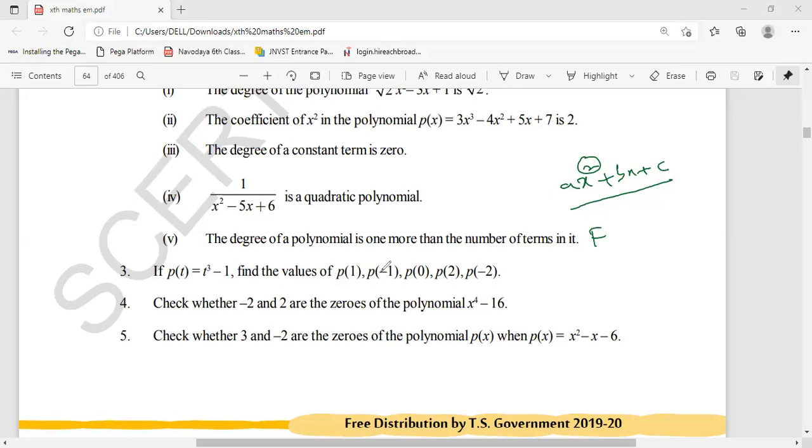So now, the zeros of the polynomial. We can check whether 3 and minus 2 are the zeros of the polynomial. That means you replace x once with 3 and one more time with minus 2. If you get p of 3 equal to 0 and p of minus 2 also 0, then we can say that 3 and minus 2 are the zeros of the polynomial.